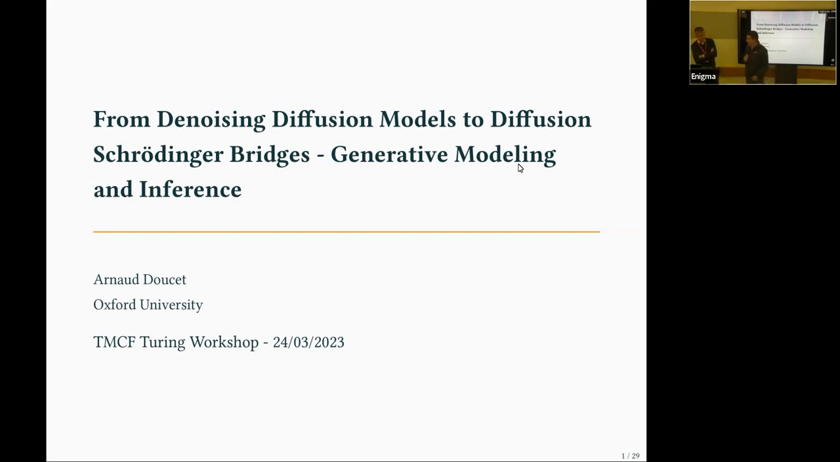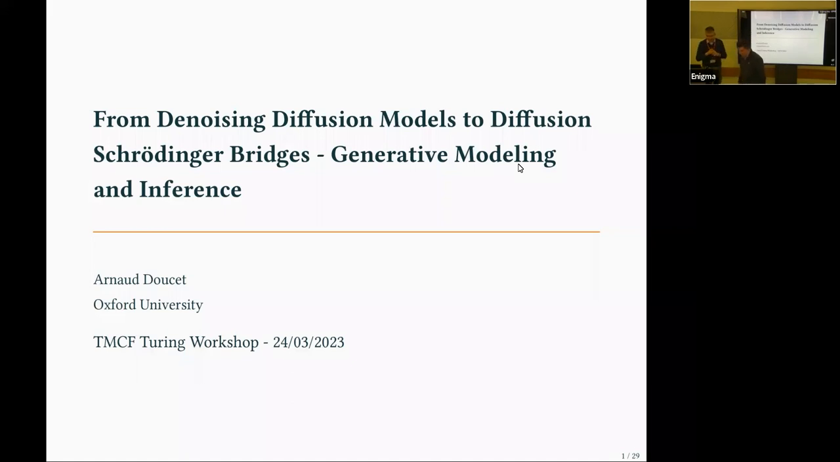And Arnaud is going to speak about a very hot topic these days, generative modeling. The title of his talk is From Denoising Diffusion Models to Diffusion Schrodinger Bridges. Arnaud, the floor is yours.